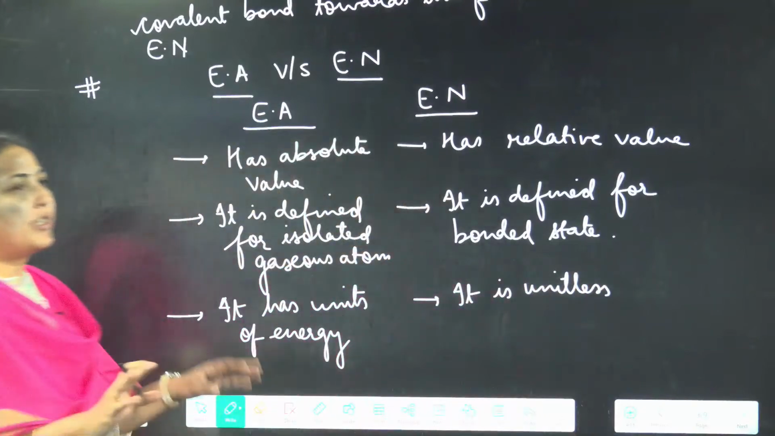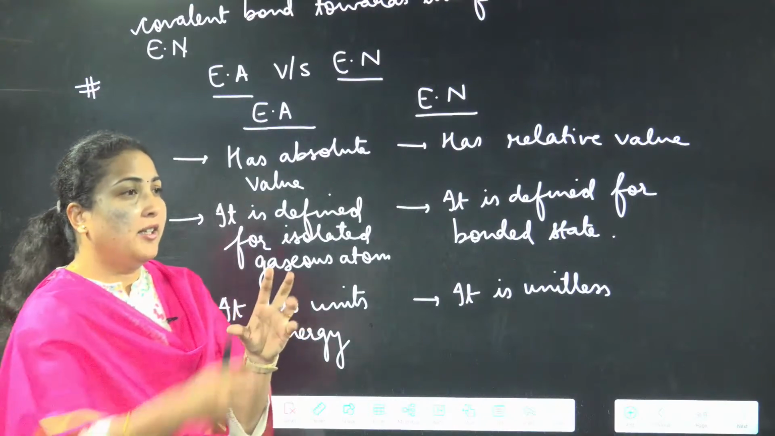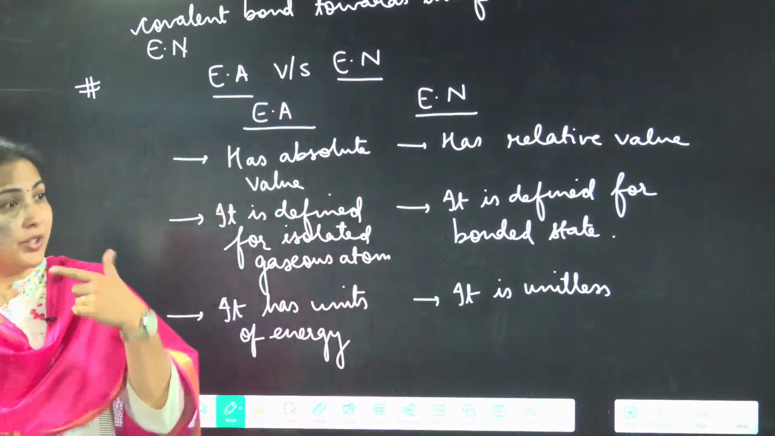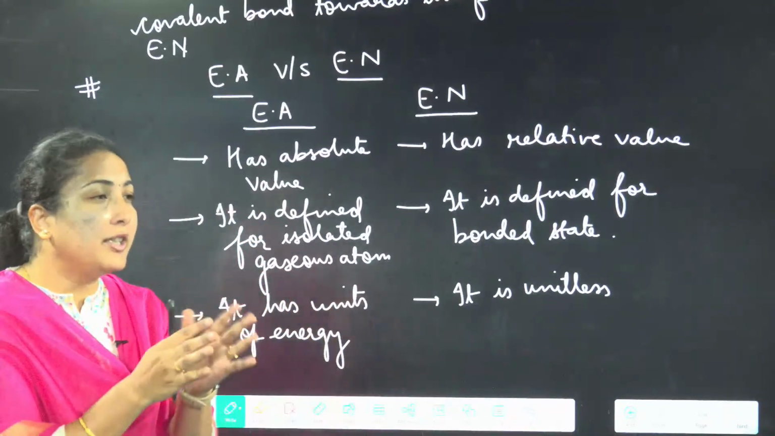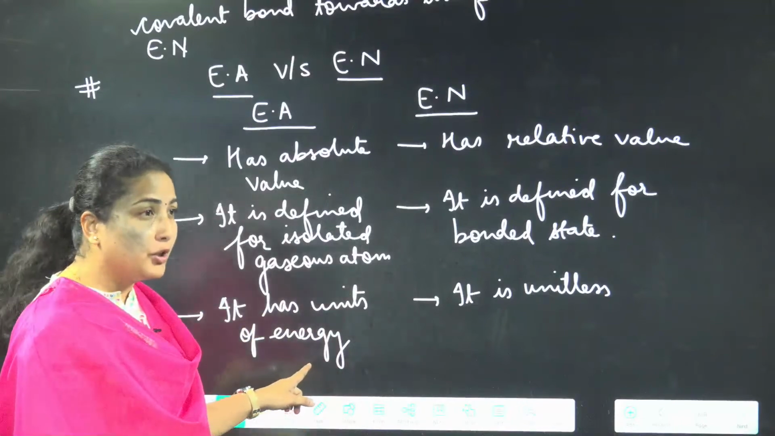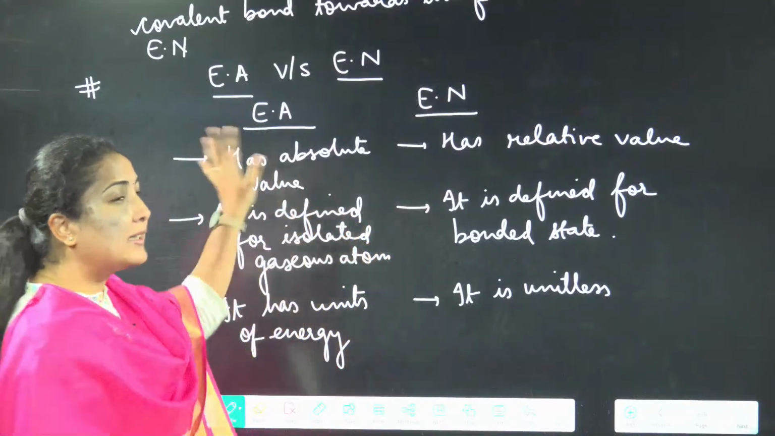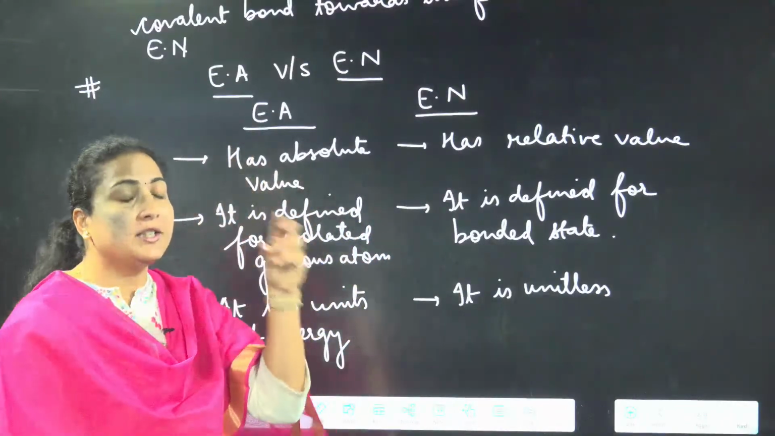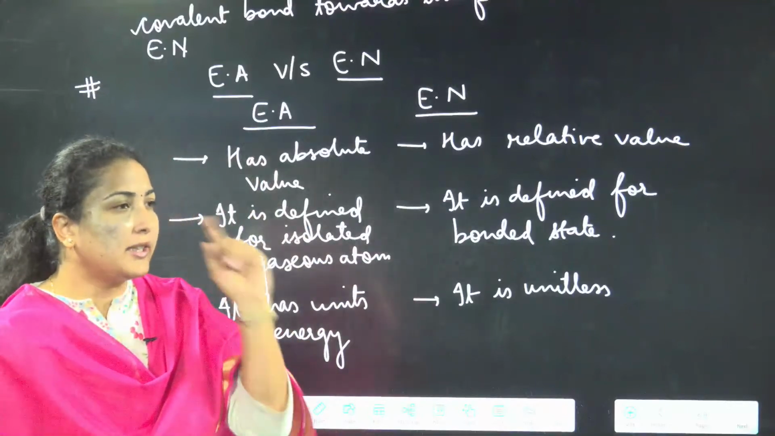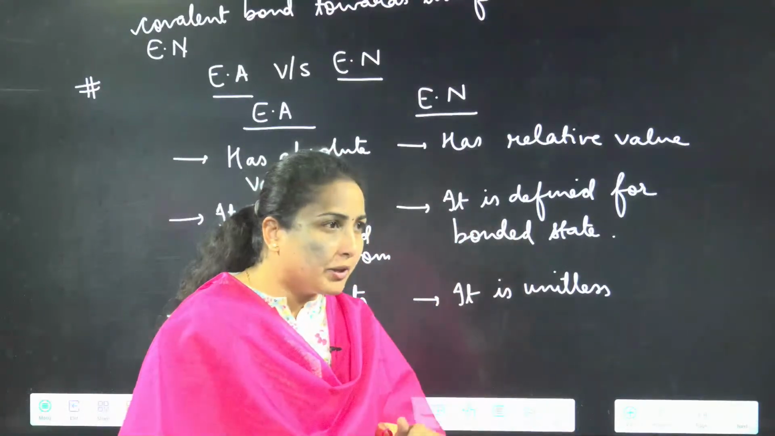Right. So you just try to understand one thing. Electron affinity, what we said, is basically the energy change associated, or the energy released, when an isolated gaseous atom accepts the electron, right? So it has the units of energy, right? And it is for an isolated atom only, right? And it has got absolute value. That means for each and every element, I can say what is the absolute value of it, right? How much is the electron affinity associated? How much is the energy liberated or accepted by a particular atom?